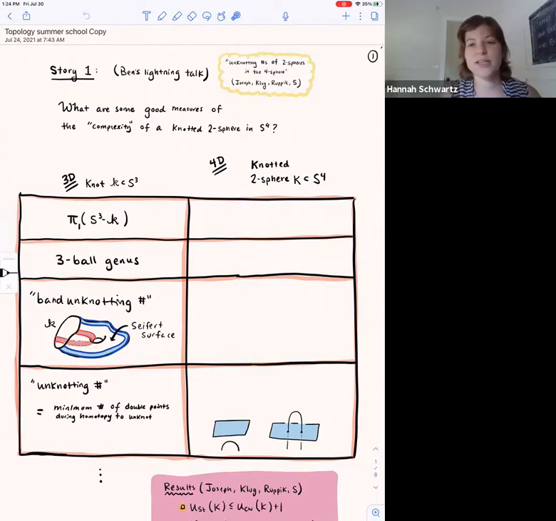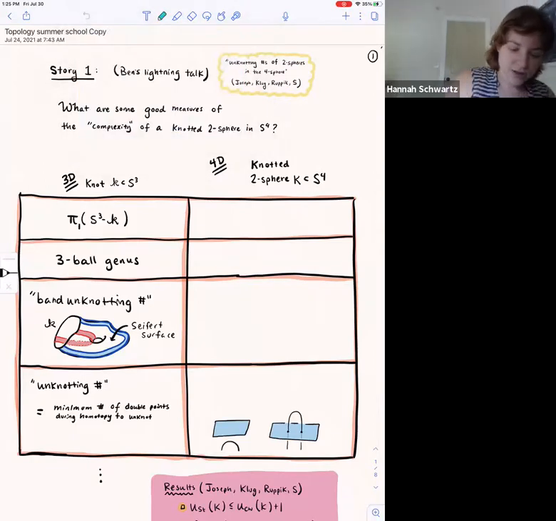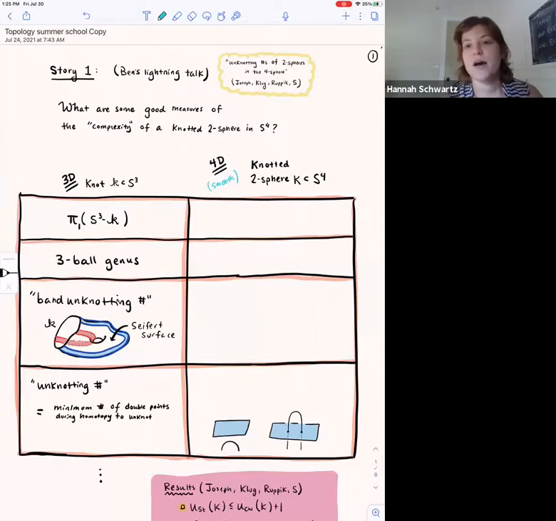I'm going to specialize to knotted two spheres in S4, so I don't have to write as many qualifying words. You could obviously have a nice question for surfaces in any four manifold as well, still interesting. But let's just think about knotted two spheres in S4. And for this whole talk, it's important to clarify that I'm talking about smoothly knotted two spheres and a smooth structure on S4 as well, because the topological and smooth categories are different. So everything's going to be smooth here.